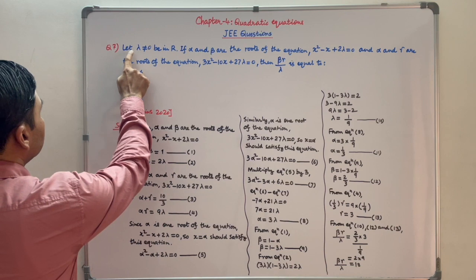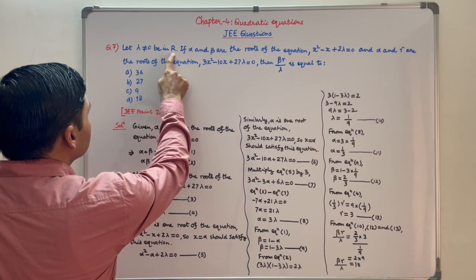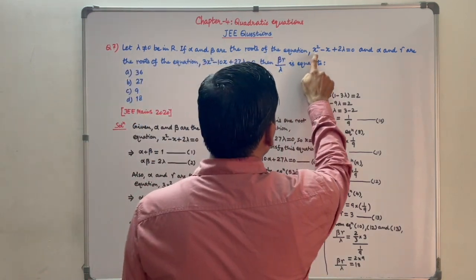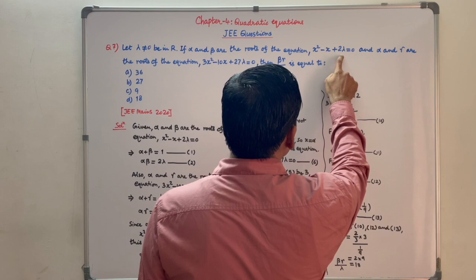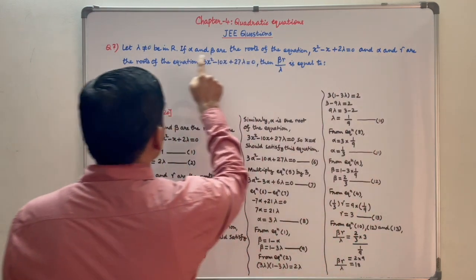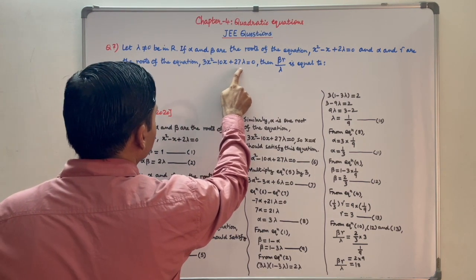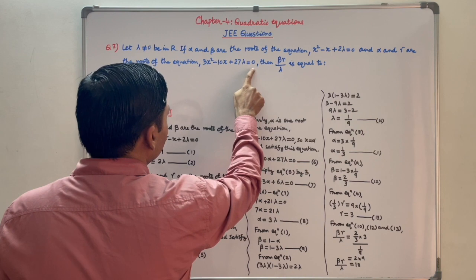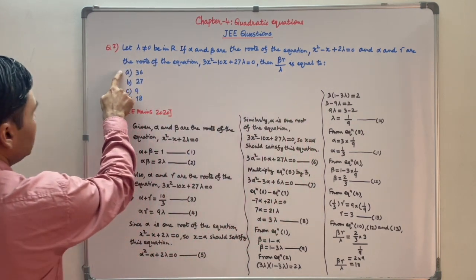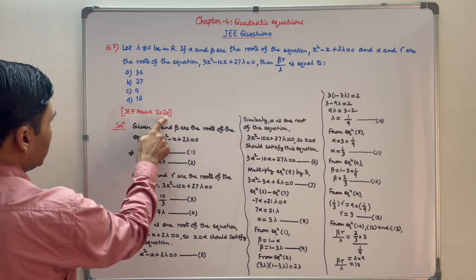Seventh question, let lambda is not equal to 0 be in R, that is real number set. If alpha and beta are the roots of the equation x square minus x plus 2 lambda is equal to 0 and alpha and gamma are the roots of the equation 3x square minus 10x plus 27 lambda is equal to 0, then beta gamma upon lambda is equal to. These are the options given. This question was asked in JEE Mains 2020.